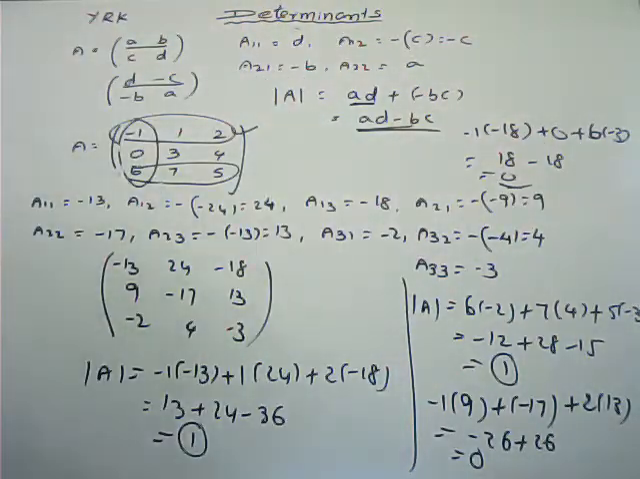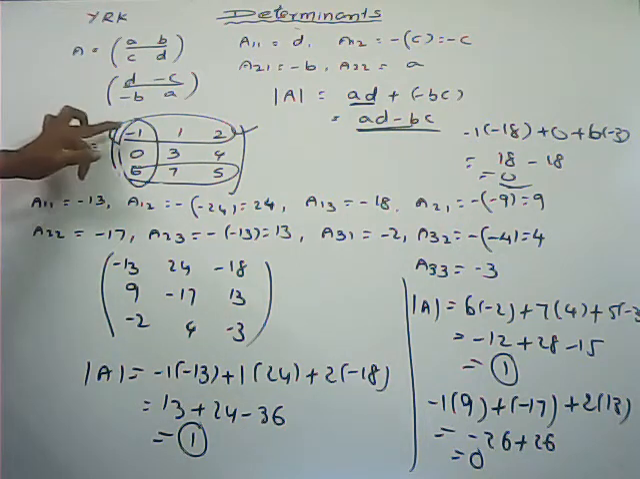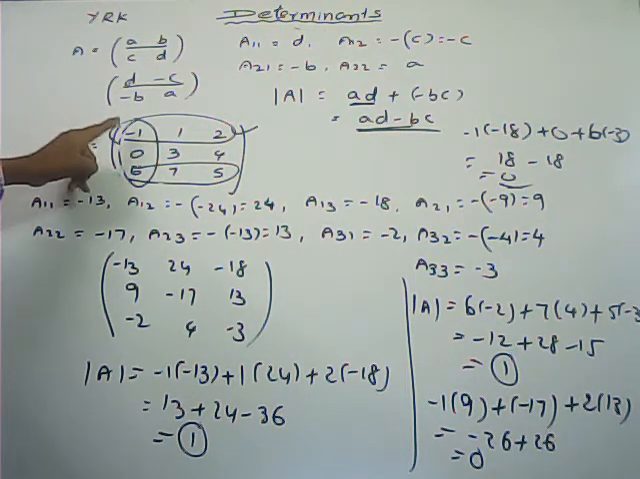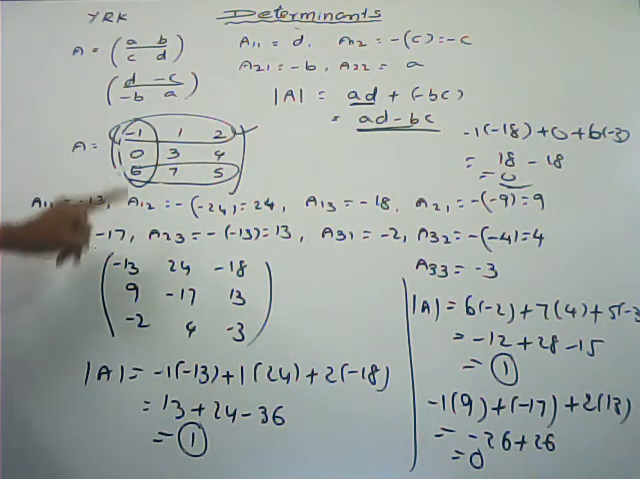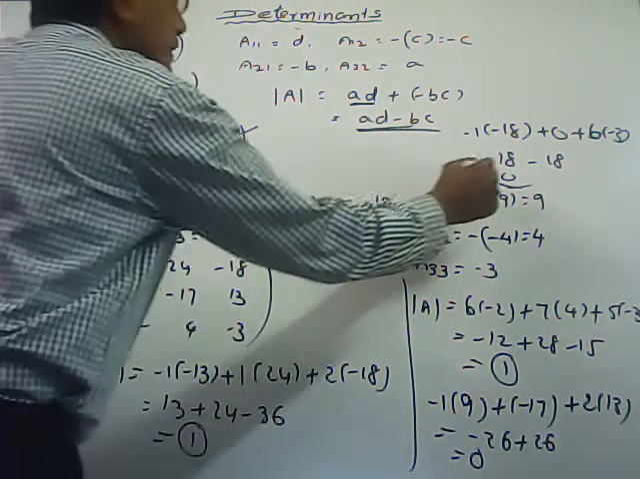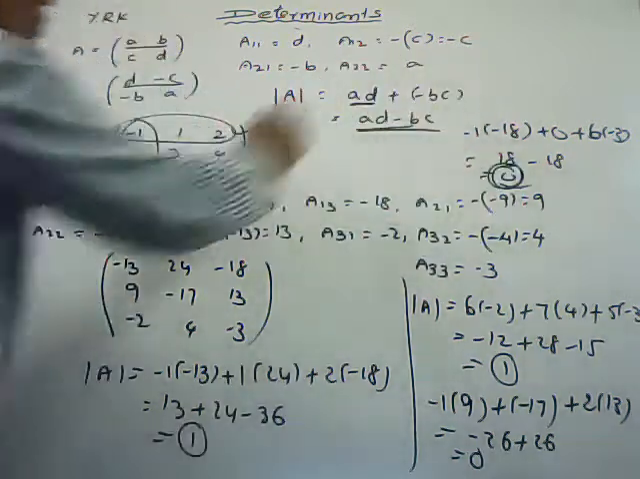So here we can say, what is the definition of the determinant? The sum of the products of the elements of any row or column with their corresponding cofactors, that we say is the determinant of the square matrix. But if the sum of the products of the elements of any row with the corresponding cofactors of another row or column is taken, then it is equal to 0.